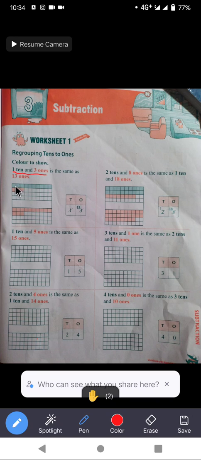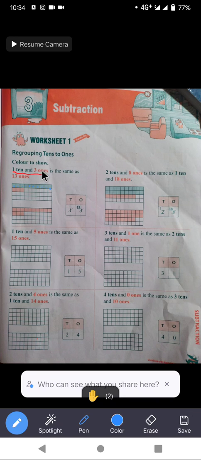For tens we'll take the blue color. You can take any color, so I'm taking blue color for this. 1 2 3 4 5 6 7 8 9 10. I have filled 1 ten. 1 ten means 10 ones, so that's why I'm filling 10 squares here.